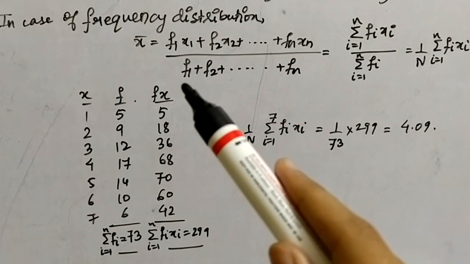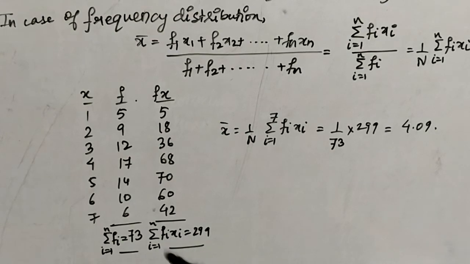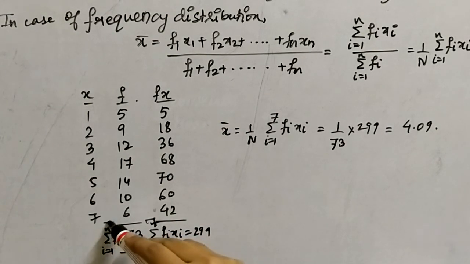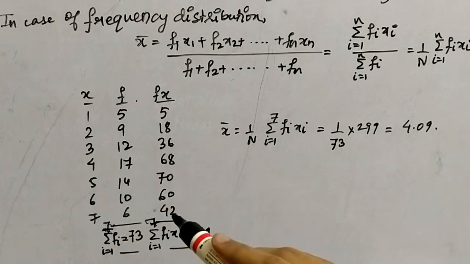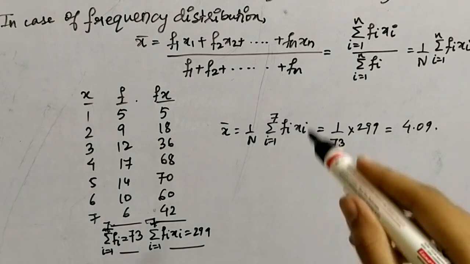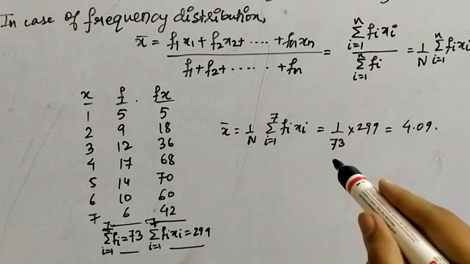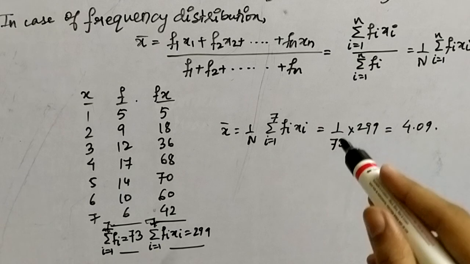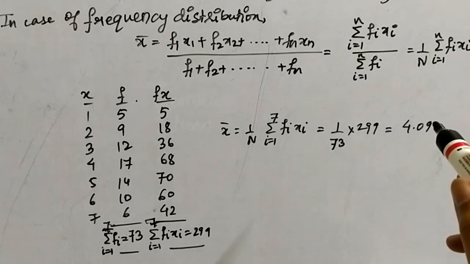So here is the thing, i is running from 1 to n, because these are the n number of variables. But here, I'm really sorry, this must be 7, as the number of variables is 7, right? There I have placed i equals 1 to 7, and n is 73, and the sum of the product of f into x is 299, and you will get the value 4.09.